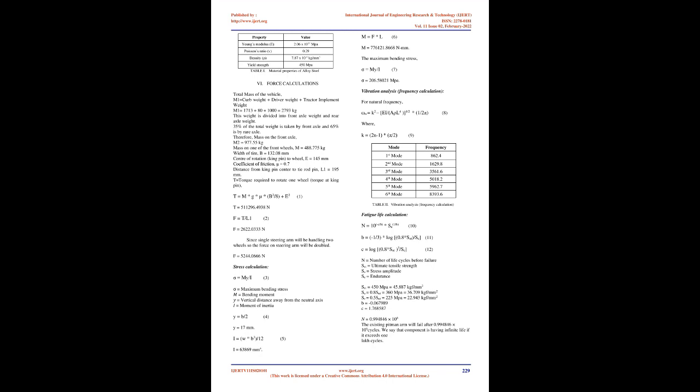Therefore, mass on the front axle, M2 equals 977.55 kilograms. Mass on one of the front wheels, M equals 488.775 kilograms. Width of tire, B equals 132.08 millimeters. Center of rotation, kingpin, to wheel, E equals 145 millimeters. Coefficient of friction equals 0.7. Distance from kingpin center to tie rod pin, L1 equals 195 millimeters.